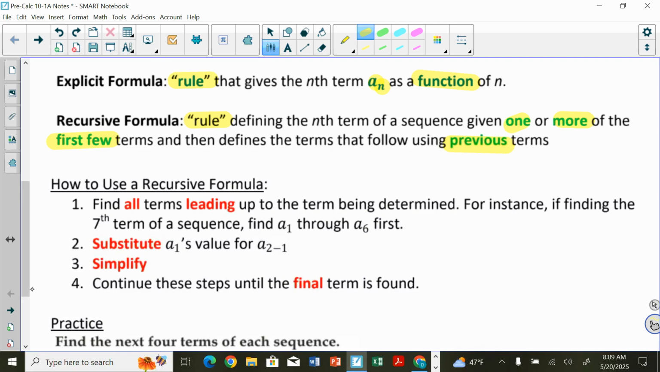All right, so how to use a recursive formula. First thing we want to do is find all the terms that lead up to the term we're trying to determine. So if we're finding the seventh term, we want to find a1 through a6 first. Then we can substitute whatever the a1 value is in for a_(n-1). We simplify that answer and continue those steps until the final term is found. Again, a lot of math jargon there, and sometimes a1 through a6 don't help us as much with the nth term. Once we start doing examples, you'll get the idea.